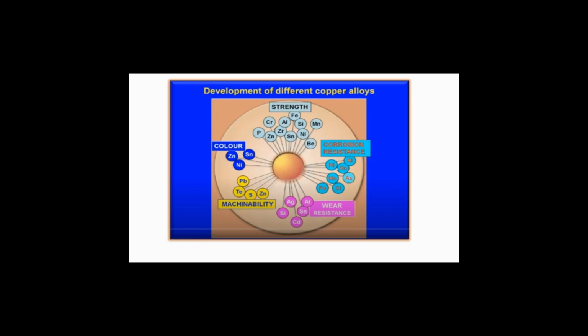I want to improve the corrosion resistance of copper, then you can see, guys, there are so many alloying elements like manganese, asbestos, silicon, tin, aluminium, that we need to add into the copper to improve its corrosion resistance. Then the third one is wear resistance.